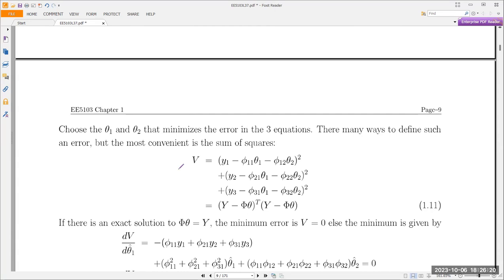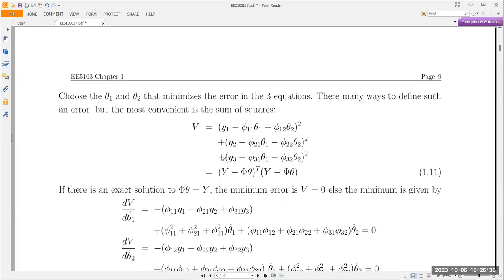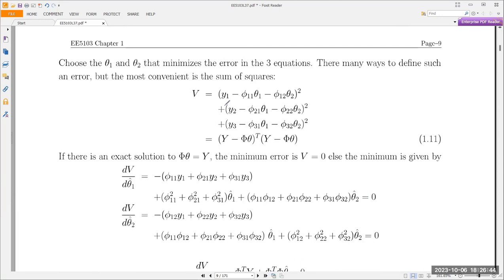So in secondary school, how do we find the smallest V? Last time, how did we find the smallest y? dy/dx equals 0. That's what we do. That's standard. So we do the same thing. Take this equation, dV/d theta 1, differentiate and equate to 0. Then dV/d theta 2, differentiate, equate to 0.